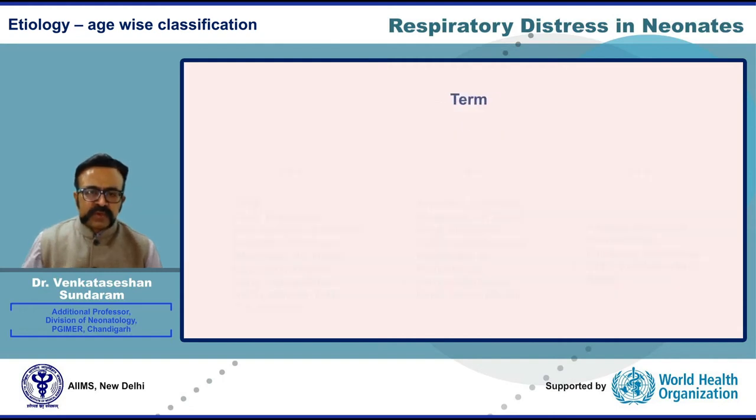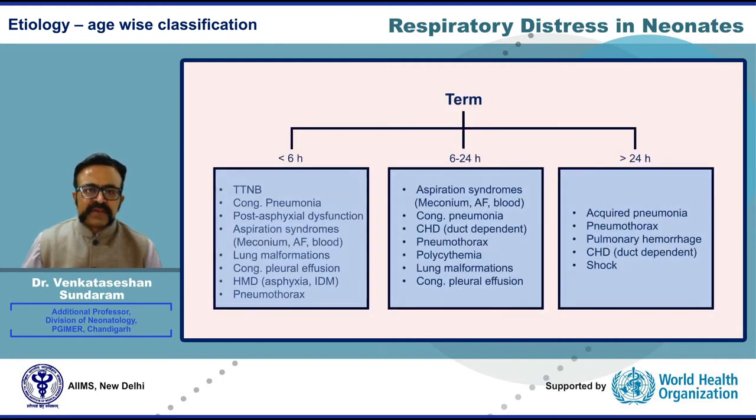Now coming to the term newborns, other than transient tachypnea of newborn, aspiration syndromes figure as an important etiology for distress with onset usually in the first 24 hours of life. Aspiration syndromes include meconium, blood, and amniotic fluid aspiration syndrome, the former two being more severe in manifestation. The rest remains almost similar as in preterm neonates.